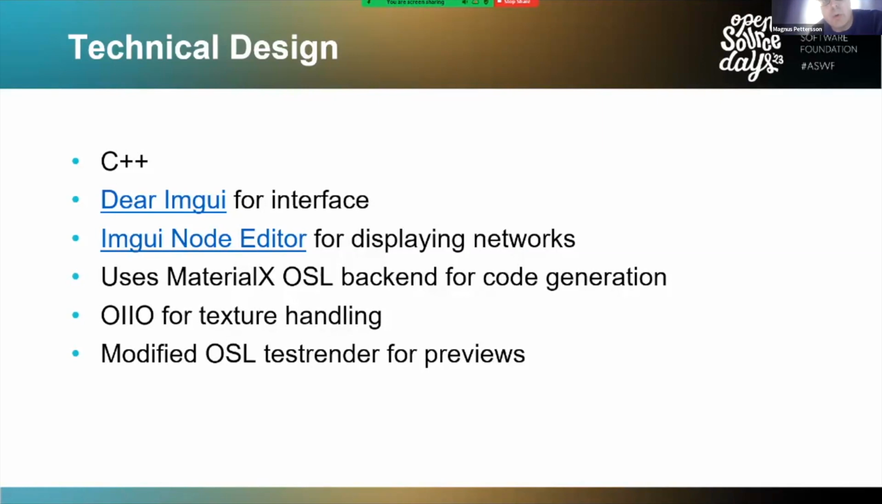Then we use the OSL, or Open Shading Language, backend to generate code, and OSL, of course, then to make images out of that. We use OpenImageIO extensively for texture handling, another great Academy Software Foundation project. And we have a modified version of the Open Shading Language test render for previews, and we'll talk more about that later.